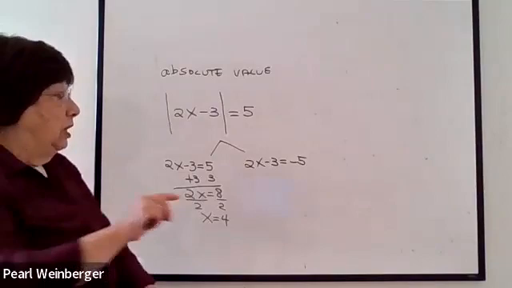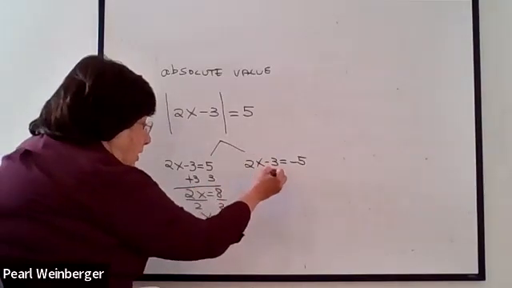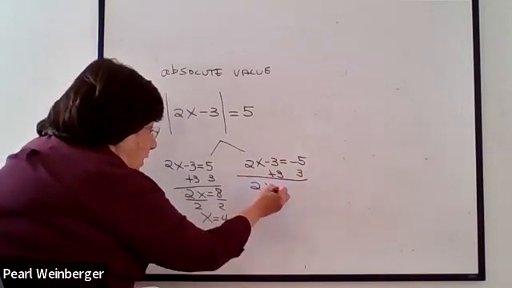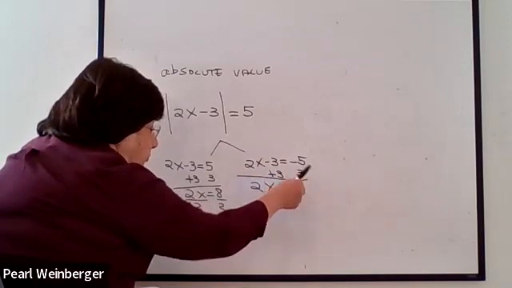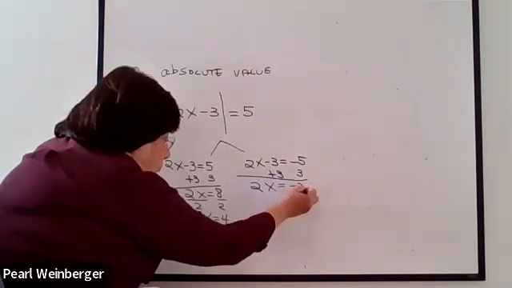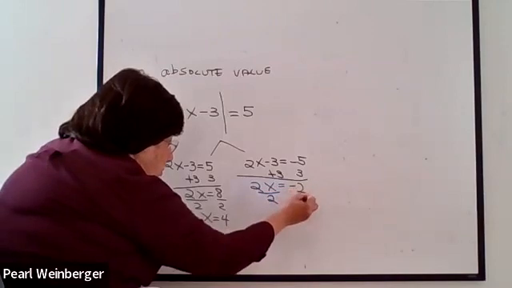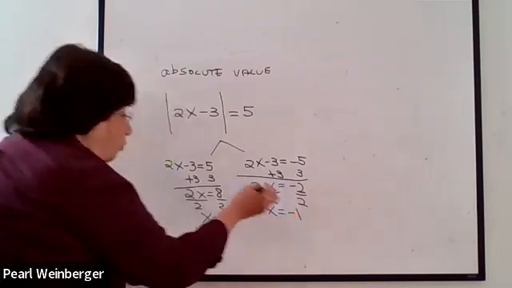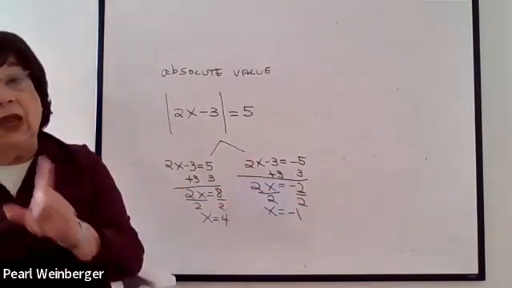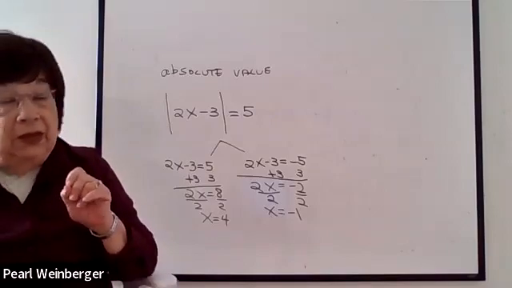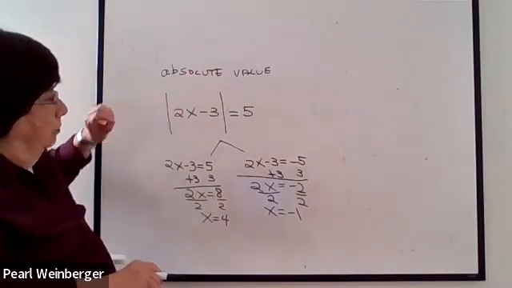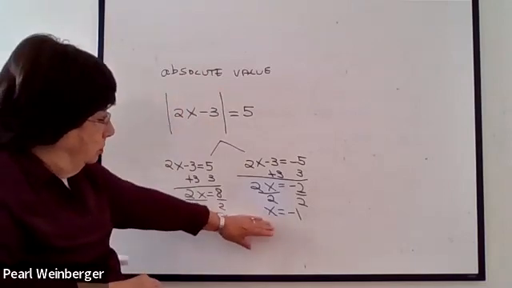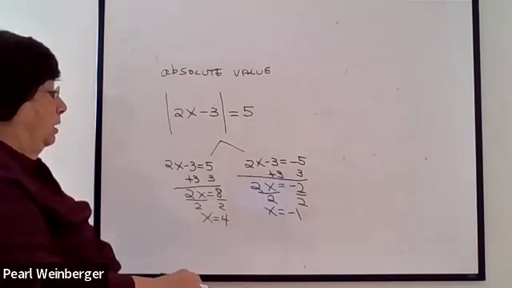But I'm not finished. I have to solve the other equation. Again, I add 3 to both sides. And I get 2x equals, well, negative 5 plus 3 is negative 2. And again, divide by 2, and I get x equal to negative 1. Now notice, my answers can be negative. What can't be negative is the absolute value. And you're supposed to get two answers to your absolute value equation.